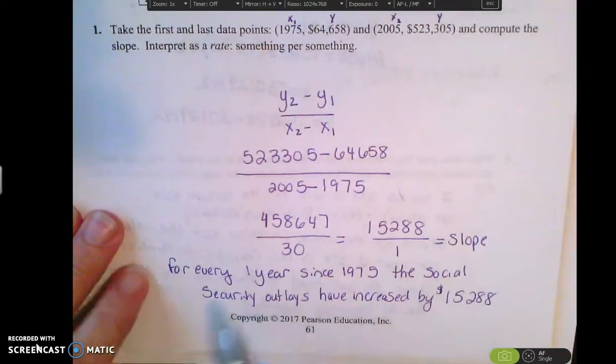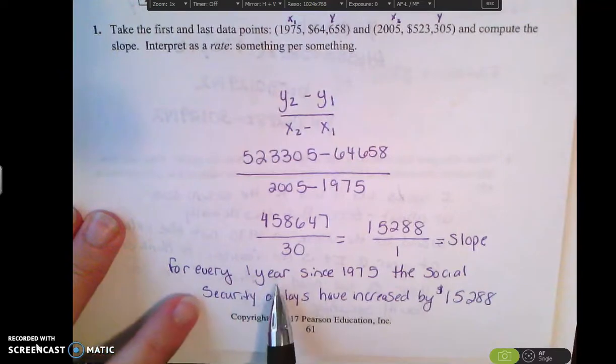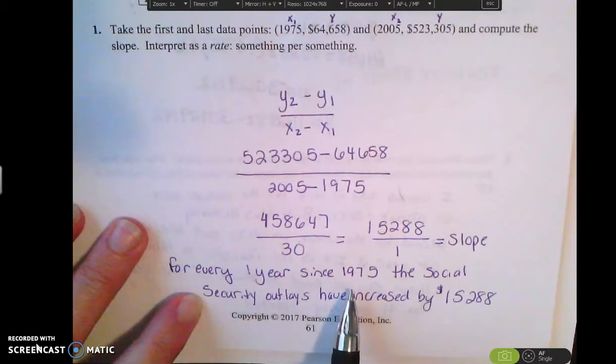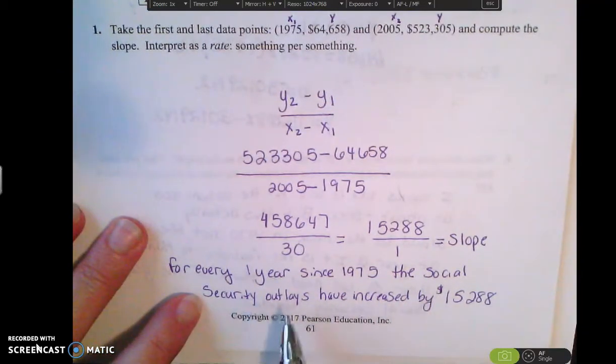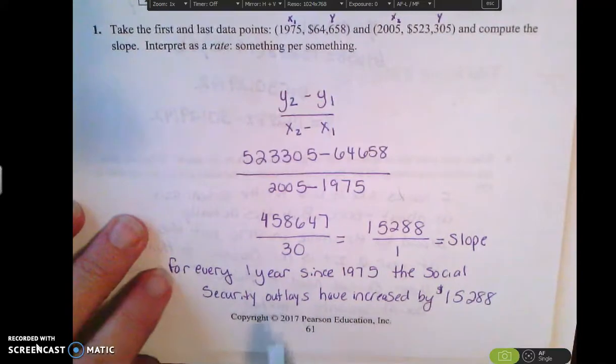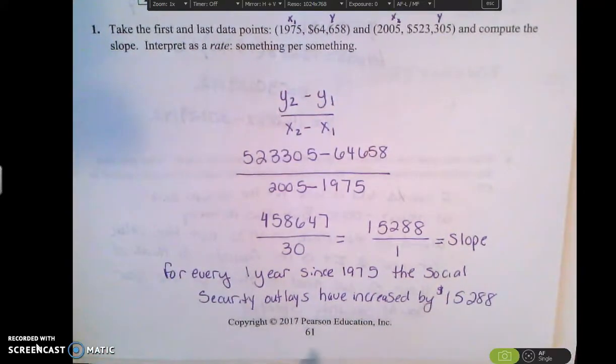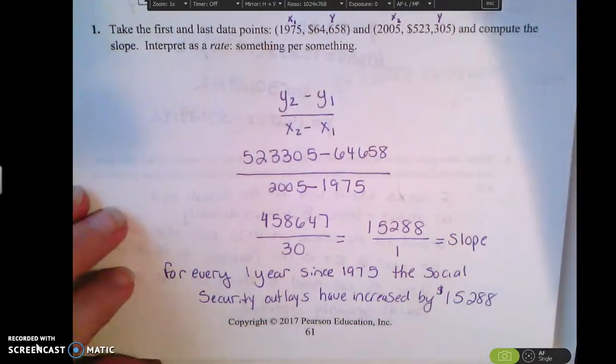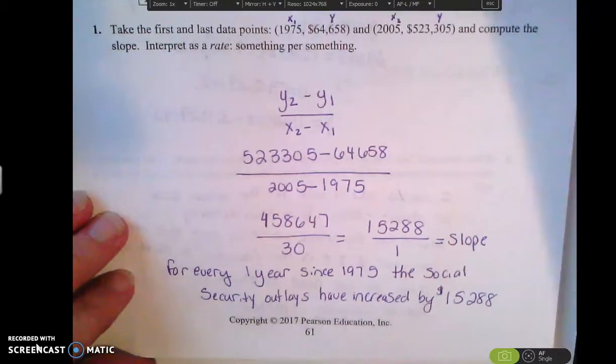So what does that mean? That means that for every 1 year since 1975, the Social Security outlays have increased by $15,288. It can be said a number of different ways, like the Social Security outlays have increased by $15,288 every year since 1975. Either way, it's the same idea.